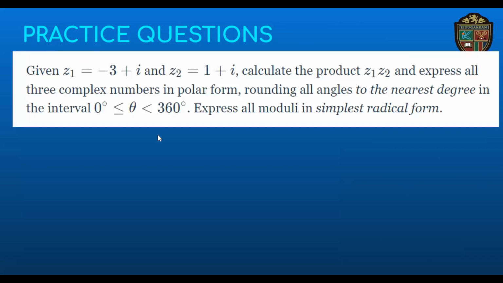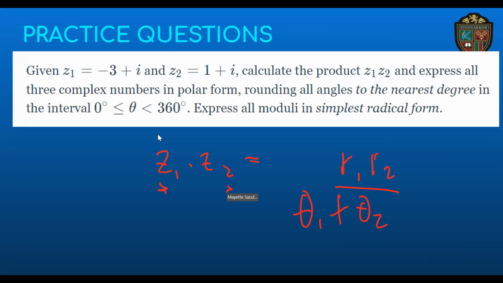Now, remember, if we are multiplying two complex numbers in polar form or trig form, all we need to do is multiply the moduli and add the arguments, right? So z1 times z2 is just equal to r1 times r2, that will give us the modulus. And in terms of angle, we are going to add the angles, theta 1 plus theta 2, meaning the angle of z1 and the angle of z2.